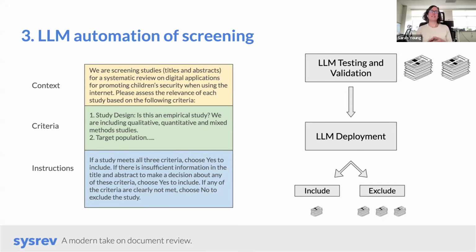A really nice kind of use case for this is an update to a review or a living systematic review, where you've already done an initial manual human approach to your review. You have many human reviewed articles. You can use those to test and validate a prompt. And once you've achieved a certain threshold of accuracy, you can then just use that prompt on, say, the review update. And that prompt can be used to just bucket the rest of the articles into include and exclude, potentially saving quite a bit of screening time.